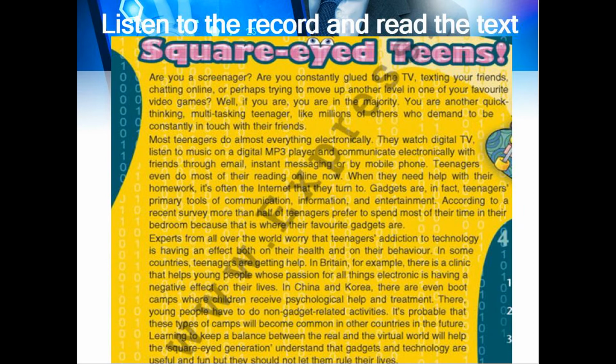Teenagers even do most of their reading online now. When they need help with their homework, it's often the internet that they turn to. Gadgets are, in fact, teenagers' primary tools of communication, information, and entertainment. According to a recent survey, more than half of teenagers prefer to spend most of their time in their bedroom, because that is where their favorite gadgets are.